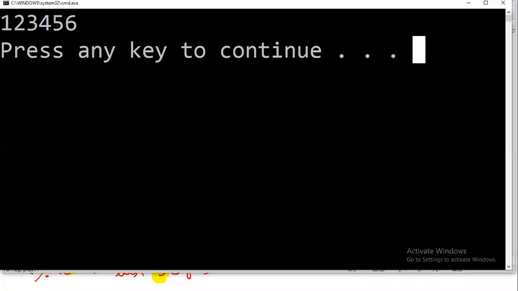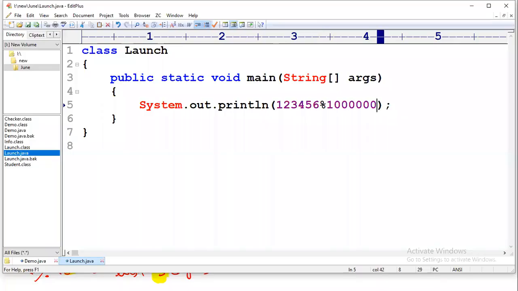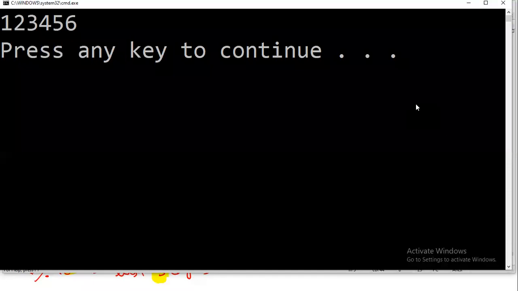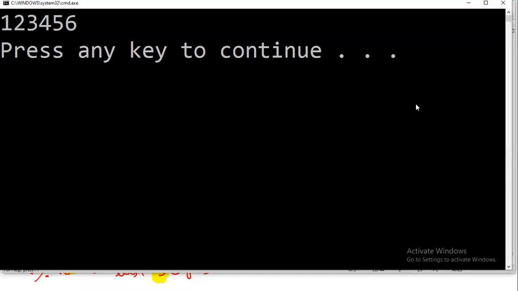Now answer me one thing. If I put a few more zeros here, what is the answer? See, the answer will be of this type. Remember, if the numerator is smaller than the denominator, the answer is the numerator only. That is why we will get the answer like that. The thing is, this number is very large, and that is a problem here, which we'll see in later classes. So this is the concept in the modulus.